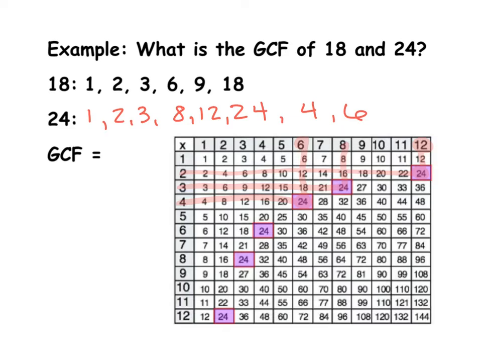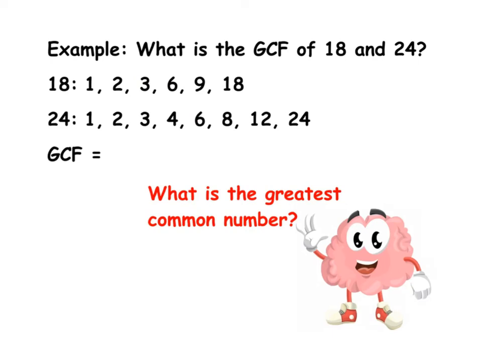When I look for the GCF, I'm looking for the greatest number that's on both lists, and then I circle it. And so when I'm looking, I can see that 1 is on both lists, but so is 2, and so is 3, and so is 6. And 9, though, isn't, and neither is 18. So the greatest common factor is the greatest number that's the same on both of my lists, which means the greatest common factor of 18 and 24 is 6. It's the greatest common number.